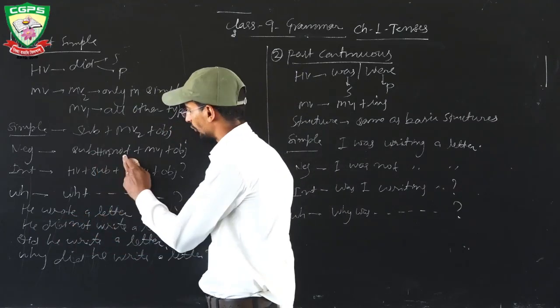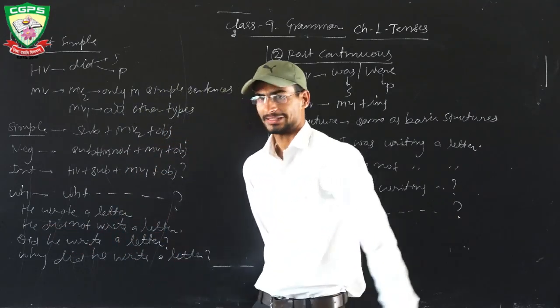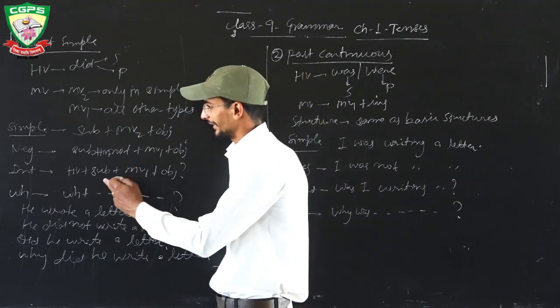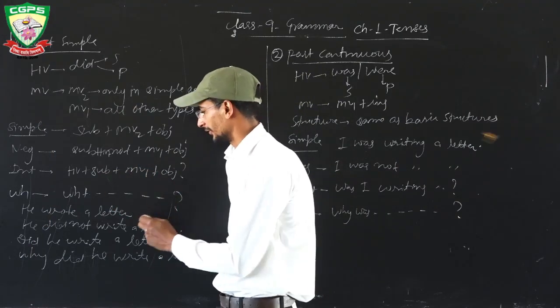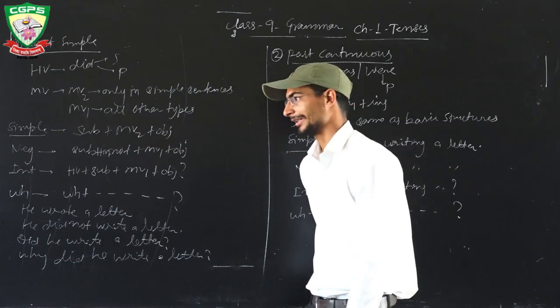Like subject, helping verb, not and main verb first form. He did not write a letter, that is negative. Interrogative sentence: helping verb, subject, main verb first form, object. So write it at the starting: did he write a letter, that is interrogative sentence.